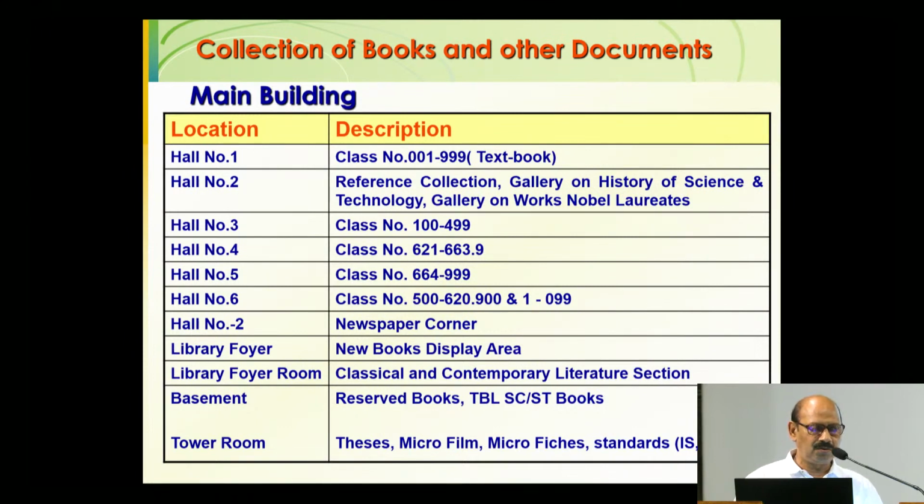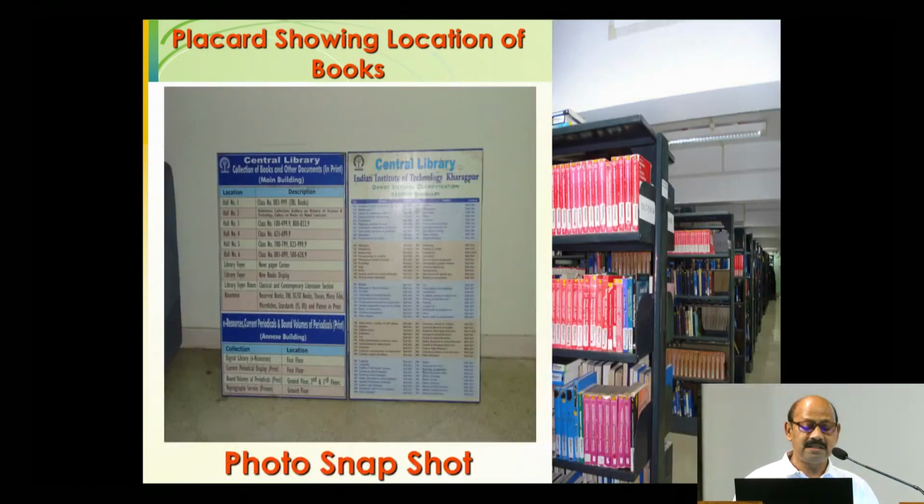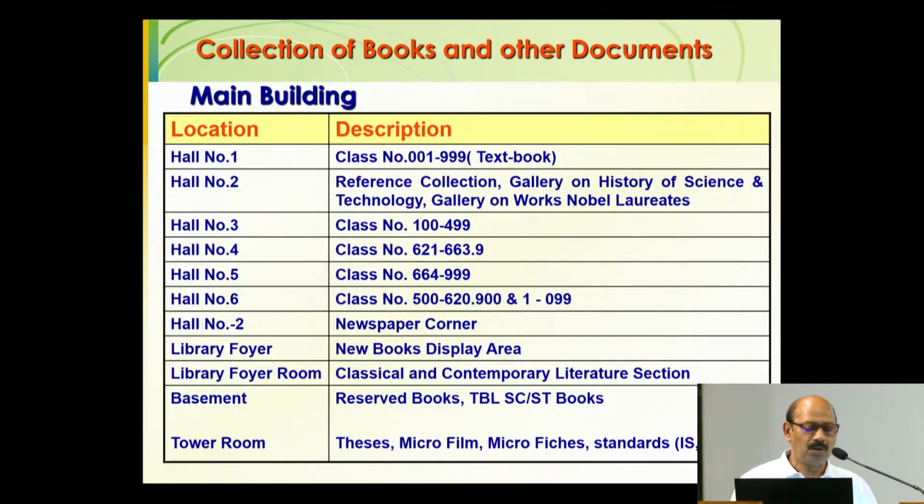When you come to the library and search for books from the OPAC, it will display the book's title and then the class number. This is called the class number, and this number tells you in which hall the book is available. This is very interesting to find out. This is the display where you will get the full information about the book.